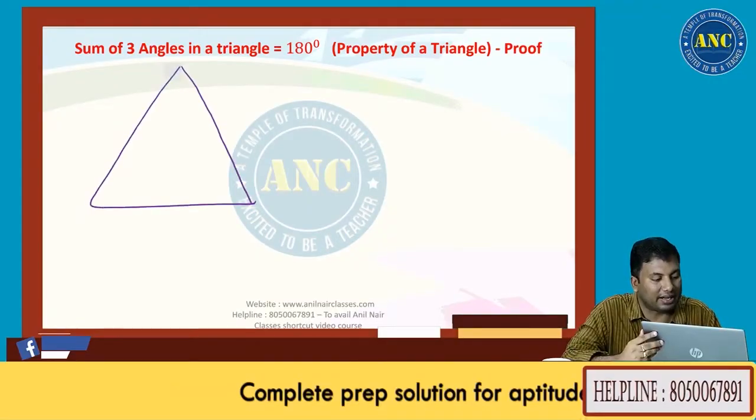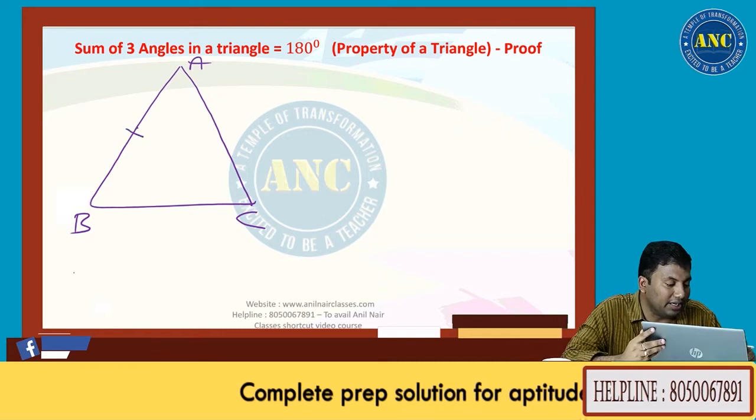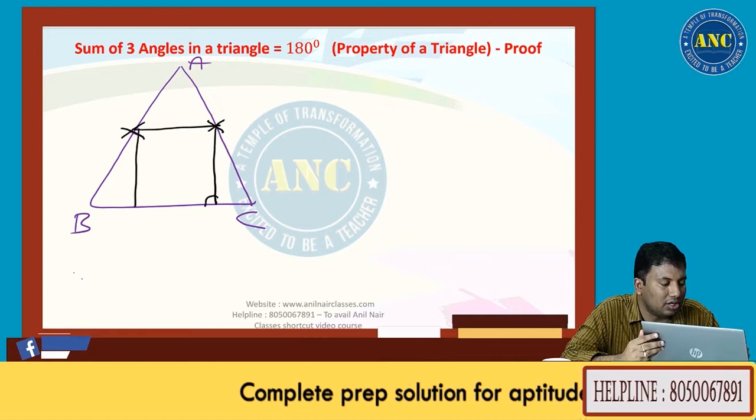Suppose I take a triangle ABC. Take the midpoints of the triangle. For everything I don't want to write a sentence, I want to discuss the proof. Midpoint, join it, drop perpendiculars.